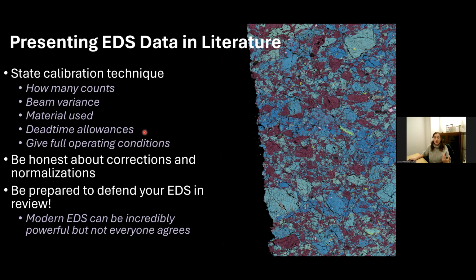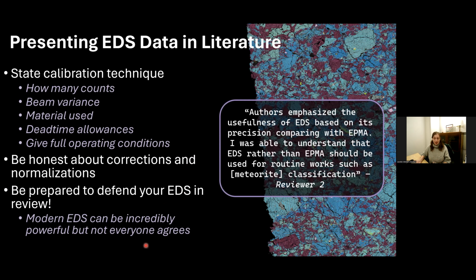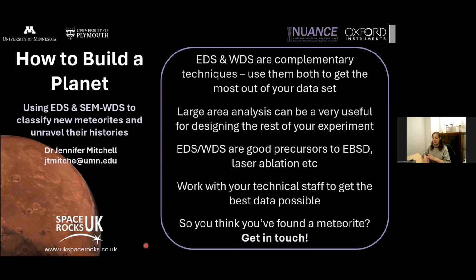And we were able to convince him by showing him just how good it can be, that for routine classifications, such as meteorite classifications, EDS is completely fine. So to round it all off, because I've rambled on for far too long about rocks that I think are cool, EDS and WDS are really good complementary techniques. If you can, use them together. If you've only got one, that's completely fine as well. But just make sure you organize experiments in a way to make the most out of your time available.